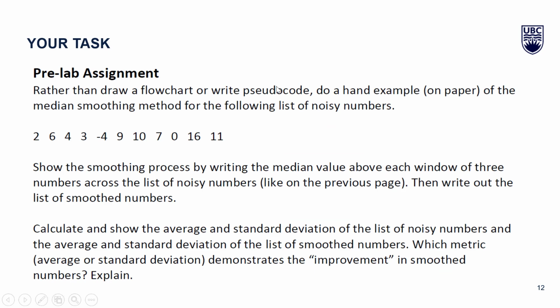In your pre-lab, you are given a new list of noisy numbers, and you are required to do the same process. You are required to make the data smoothing using the median method, and after that you are required to calculate the average, variance, and standard deviation for the noisy numbers and for the smoothed numbers, and to compare the results and explain to us why smoothing data can improve the performance of our system. Okay, so this is what is required from you in your pre-lab assignment.